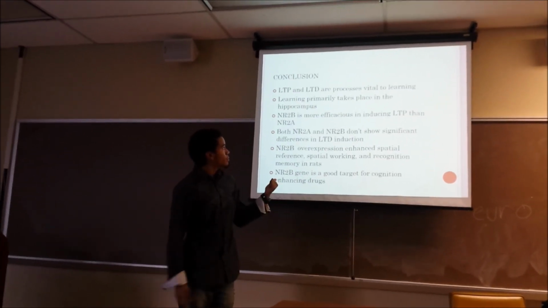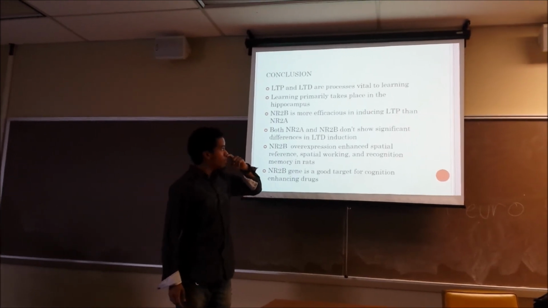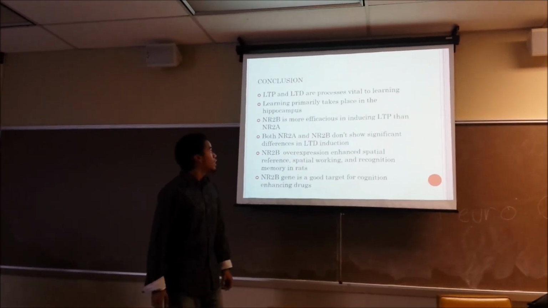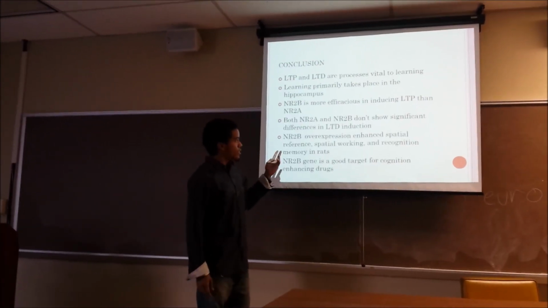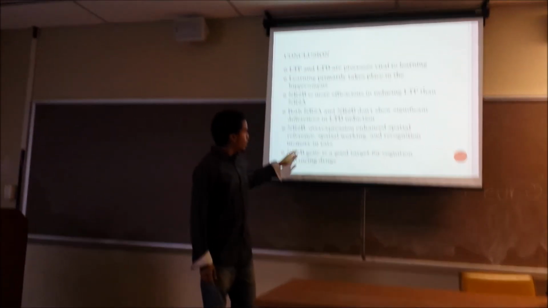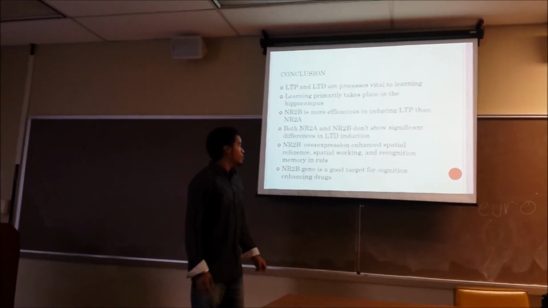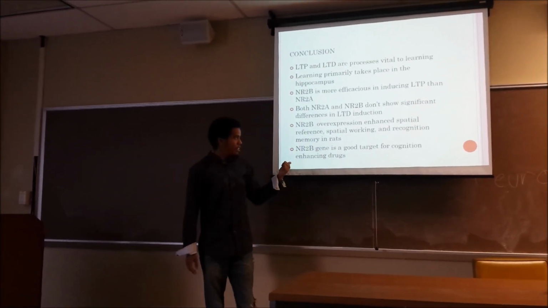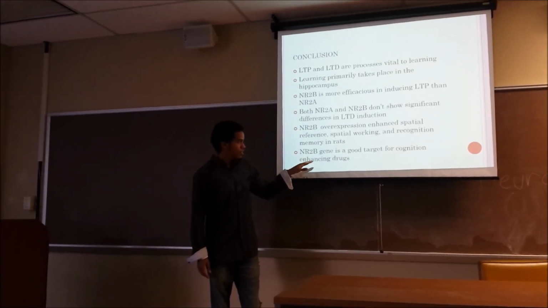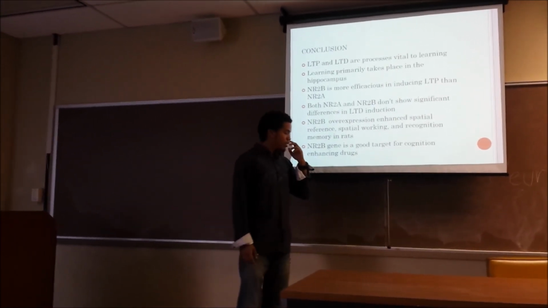Learning primarily takes place in the hippocampus. NR2B is more efficacious in inducing LTP than NR2A. Both NR2A and NR2B don't show significant differences in LTP induction. NR2B overexpression enhances spatial reference, spatial working, and recognition memory in rats. And the NR2B gene, as a result of this, is a good target for cognition enhancing drugs.